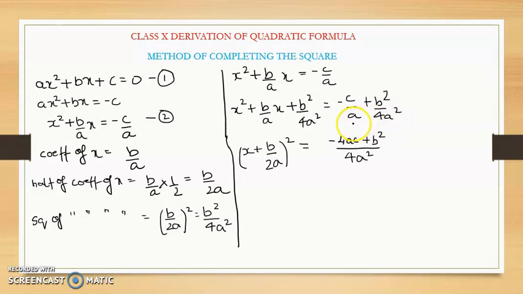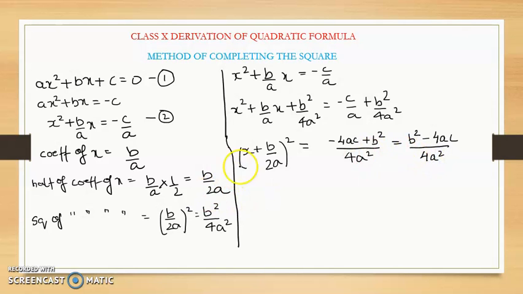How to take the LCM here? The LCM will be 4a square. A is already in the denominator, so what is left now? 4a. So multiply 4a by c, so minus 4ac. And the denominator is the same, so 1 time, b square. So I can rewrite this as b square minus 4ac upon 4a square.